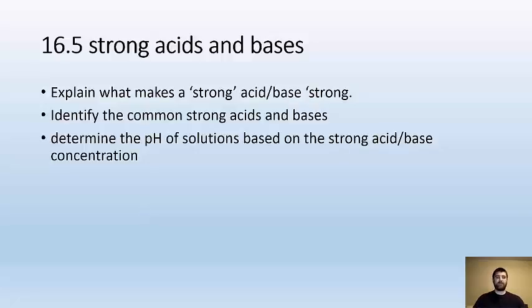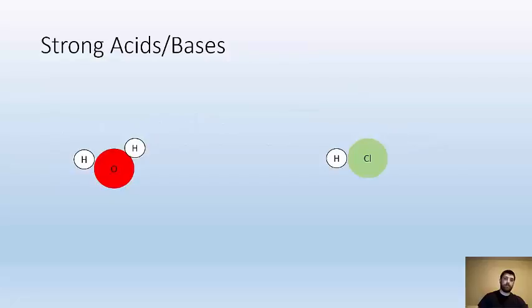Mr. Johnny here again, looking at 16.5 stuff where we're going to talk about strong acids and bases. Our objectives are to explain what makes a strong acid or base strong, identify the common strong acids and bases, and be able to determine the pH of solutions based on the strong acid or base concentration. So that's what we're trying to get done. All right, so strong acids and bases.